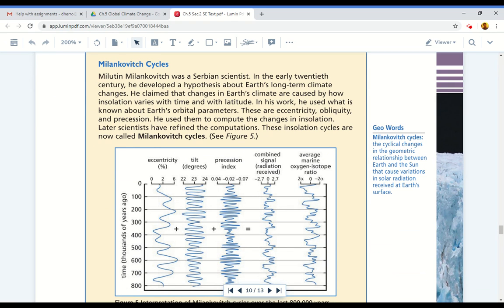Milankovitch cycles. Milutin Milankovitch was a Serbian scientist. In the early 20th century, he developed a hypothesis about Earth's long-term climate changes. He claimed that changes in the Earth's climate are caused by how insolation varies with time and with latitude. In his work, he used what is known about Earth's orbital parameters. These are eccentricity, obliquity, and precession. He used them to compute the changes in insolation. Later scientists have refined the computations. These insolation cycles are now called Milankovitch cycles.